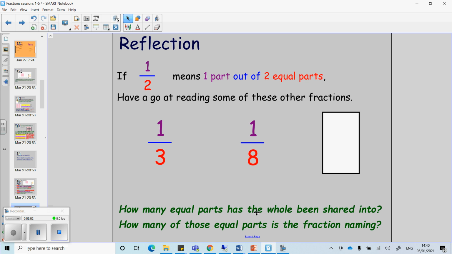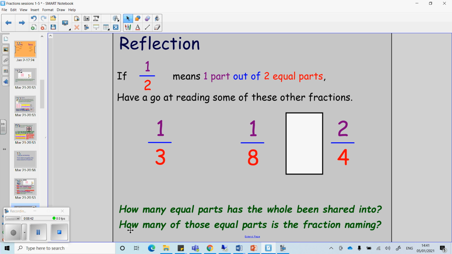How many equal parts has the whole been shared into? Let's check. This whole cake has been shared into 3 equal parts. This is our denominator at the bottom of our fraction. This cake has been shared into 8 equal parts. Again, this is called our denominator at the bottom. This cake at the end has been shared into 4 equal parts.